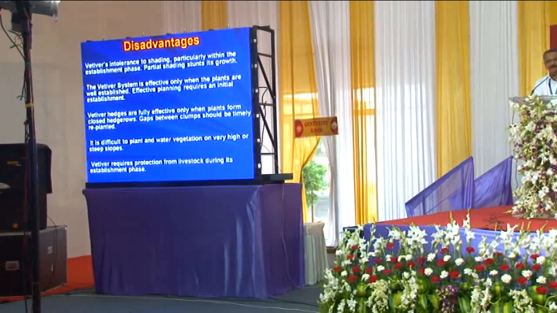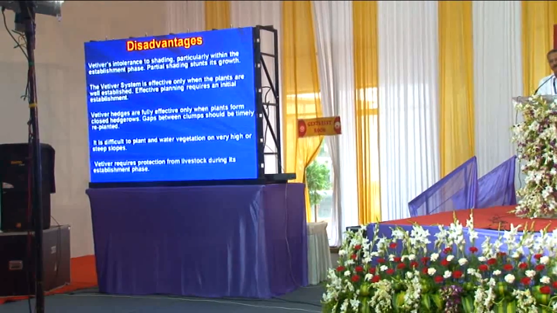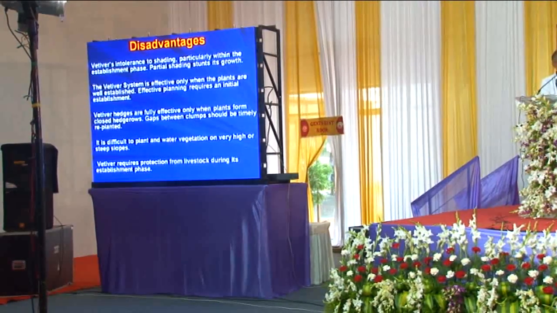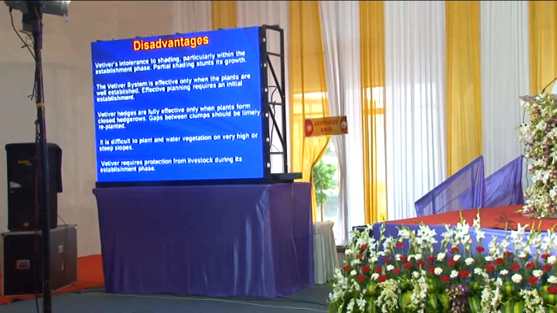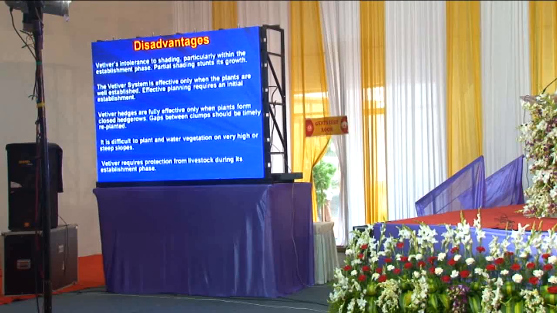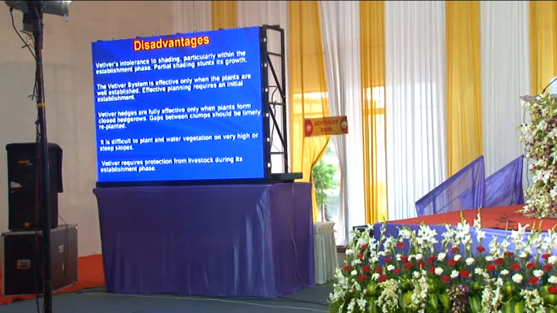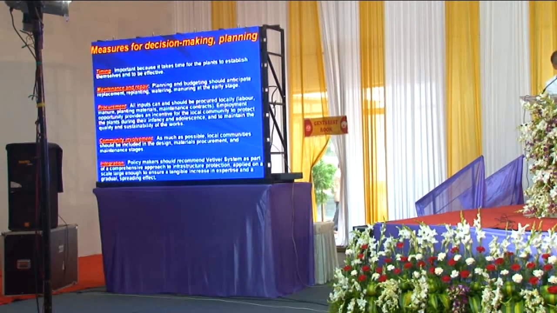So vetiver has some disadvantages. The greatest of them is that it requires a sunny slope. The shading is sun fruit. And vetiver needs some time for establishment, about 4 months. And so we have to plan accordingly.